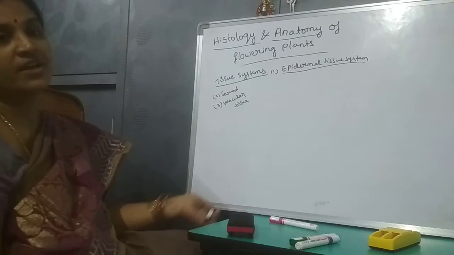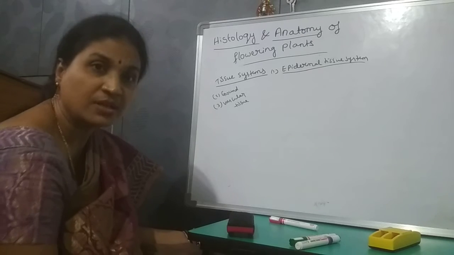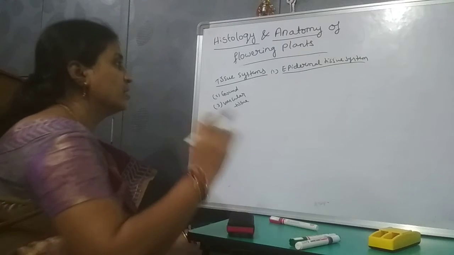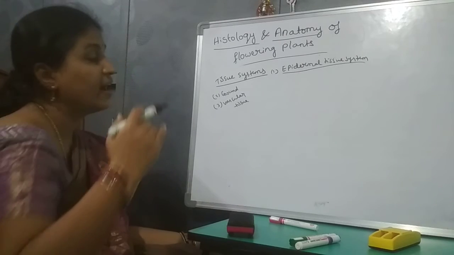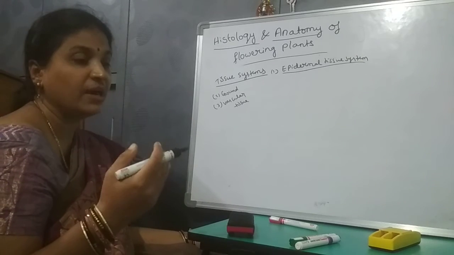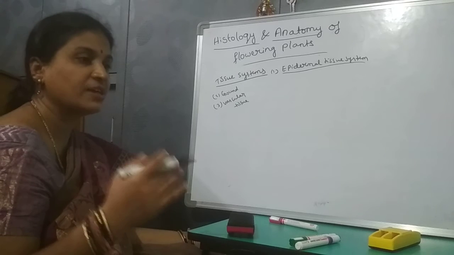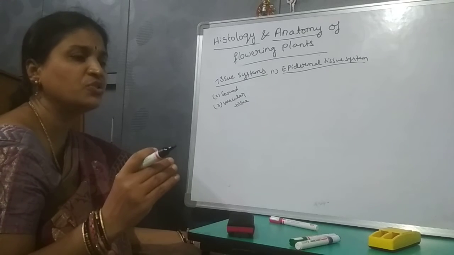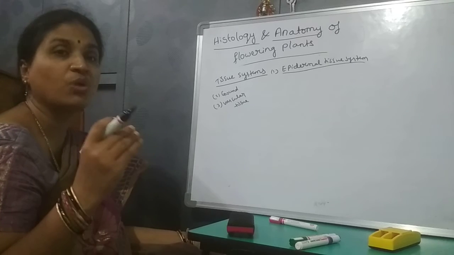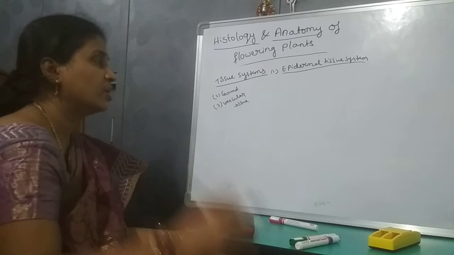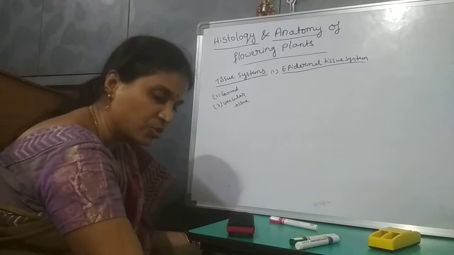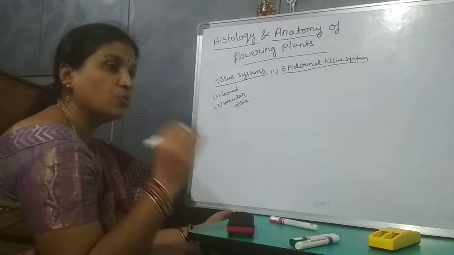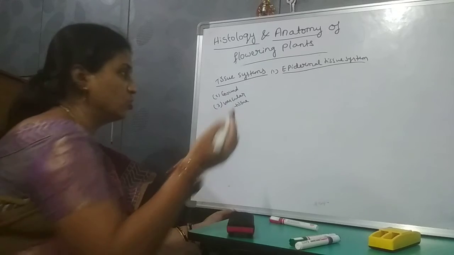First is the epidermal tissue system. The outermost layer, sometimes single layered, sometimes multi-layered, is the epidermis. This epidermis may have a cuticle, or may not. If you take stem, it has a cuticle, but in roots the cuticle is absent. The cuticle protects the epidermis and reduces transpiration. The epidermis has epidermal cells, stomata, trichomes, and hairs.